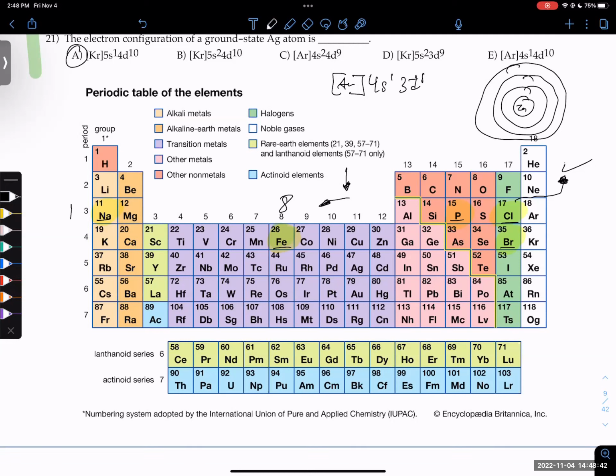So radius increases in size to the left and up. No, Kristen, radius is gonna decrease as you go from left to right. And then it's gonna increase as you go down.